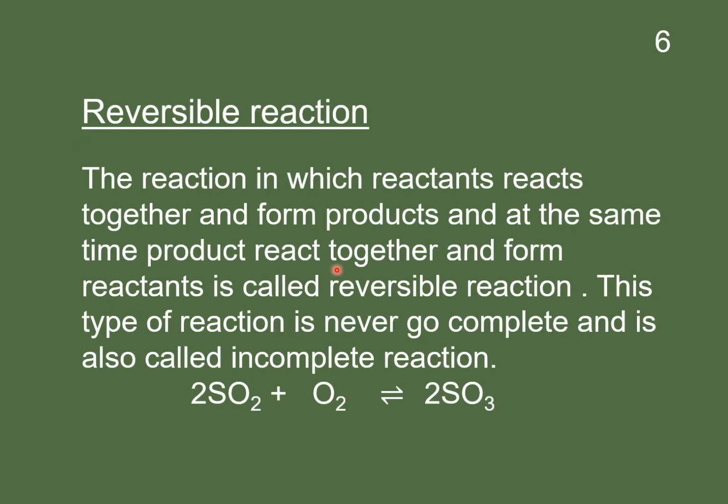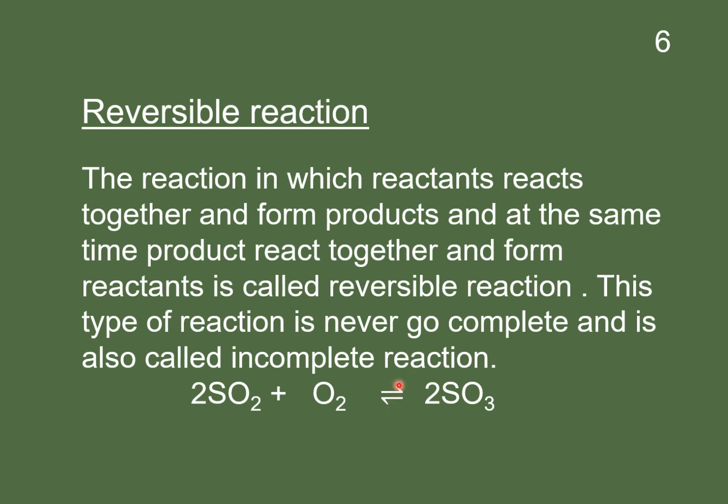Reversible chemical reaction: the reaction in which reactants react together and form product, and at the same time product reacts together and forms reactant, is called a reversible reaction. This type of reaction never goes to completion and it is also called an incomplete reaction. For example, sulfur dioxide reacts with oxygen and forms sulfur trioxide. This is a reversible reaction, and this double arrow indicates that the reaction is reversible.